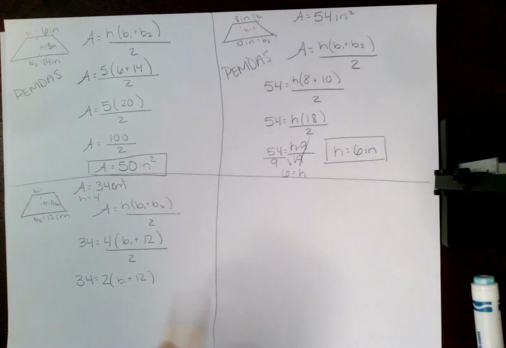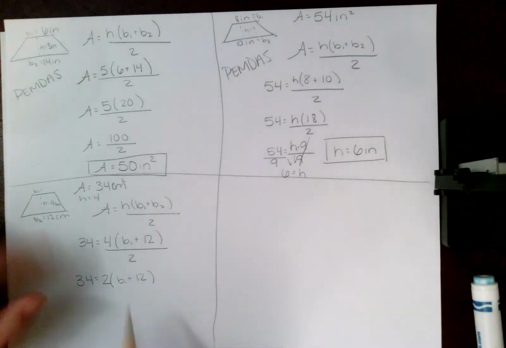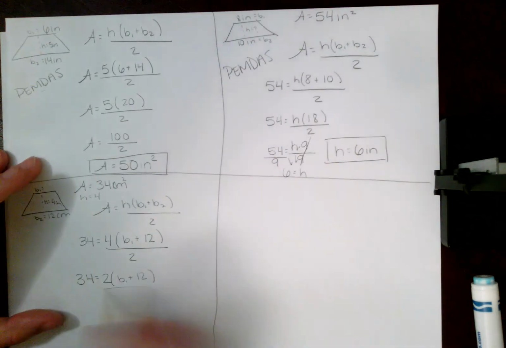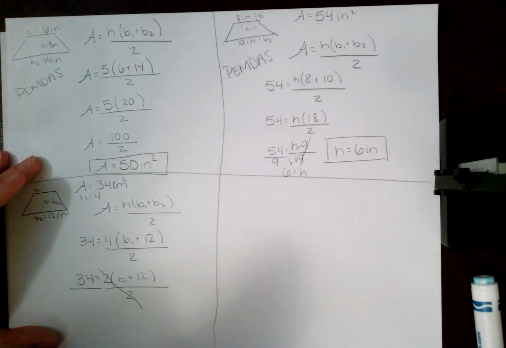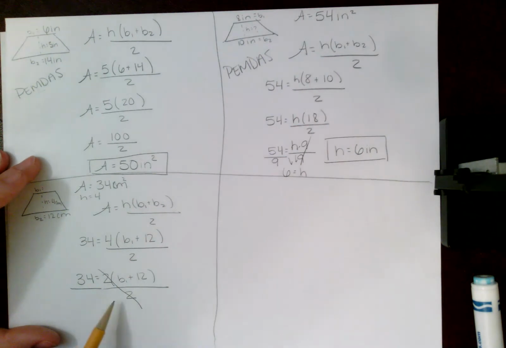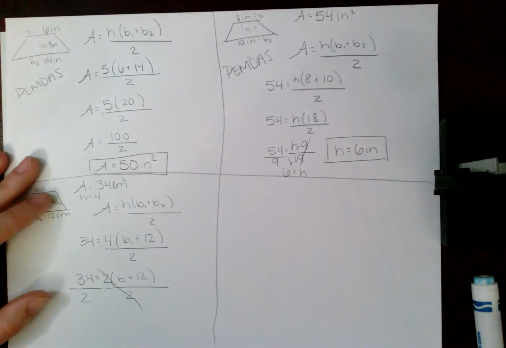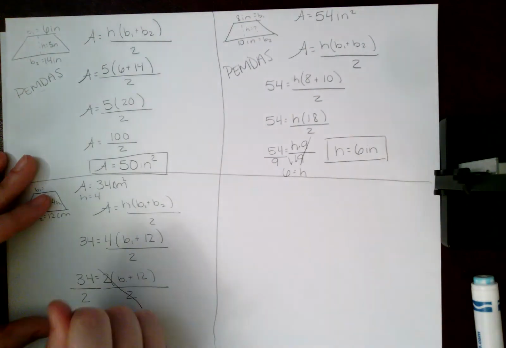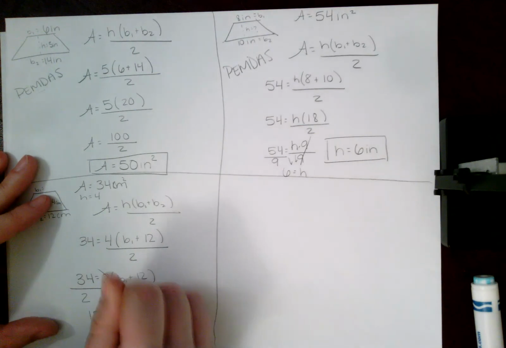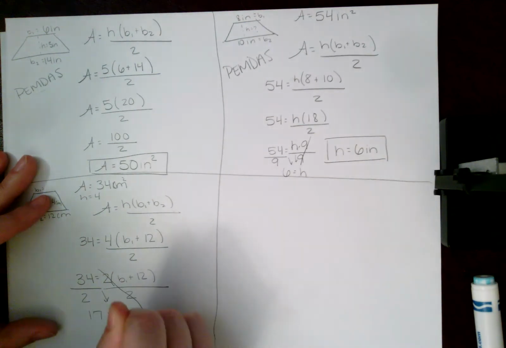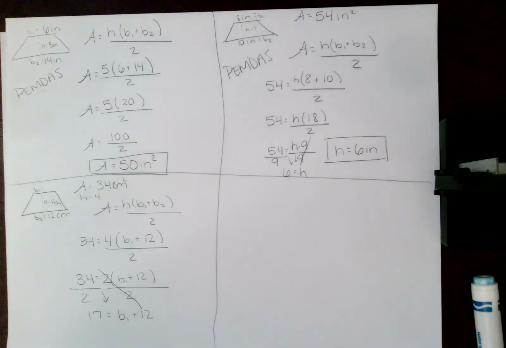So we want to get rid of this 2 that's being multiplied by our parentheses. So the opposite of multiplication is division. You're going to divide by 2. Those cancel out. Whatever you do on one side, you have to do on the other. So 34 divided by 2 will give us 17. Bring down our equal sign, bring down whatever is left, B1 plus 12. So now we're left with 17 equals B1 plus 12.